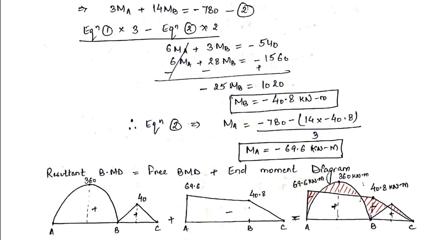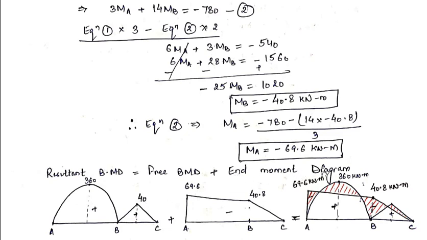So now we have calculated all the values of the bending moments. MA is this, MB is this, and MC is 0. Now we also have to draw the bending moment diagram in this question, and we know that the resultant bending moment diagram for the continuous beam is equal to the superposition of the free bending moment diagram and the end moment diagram. So the free bending moment diagram is like this. For the AB span, it is this with a maximum value of 360 kilonewton meter. For the BC span, it is this with a maximum value of 40 kilonewton meter.